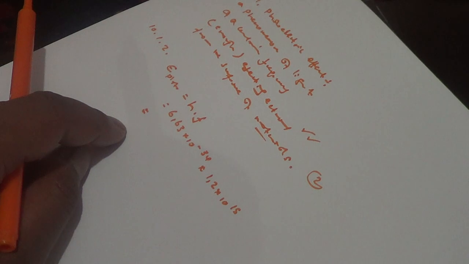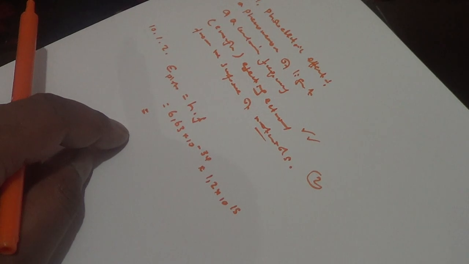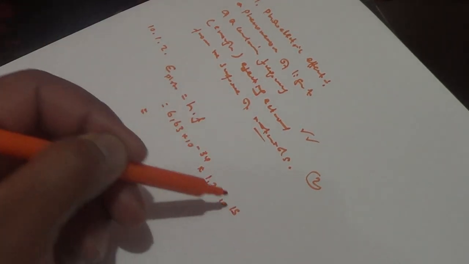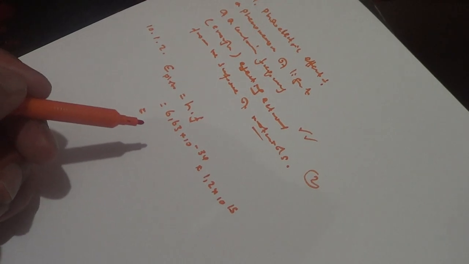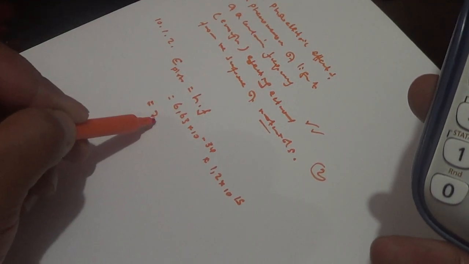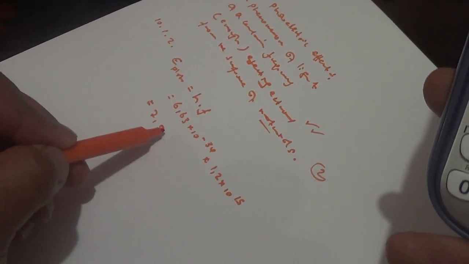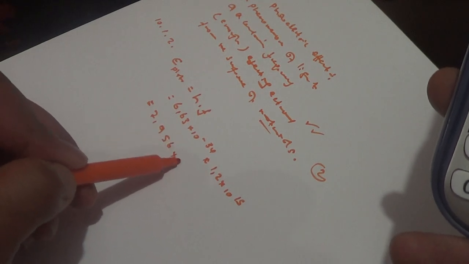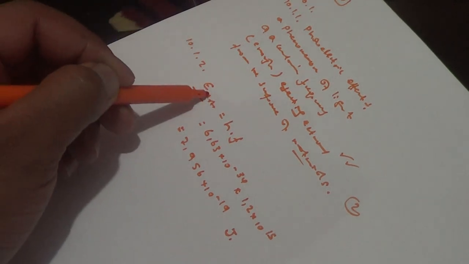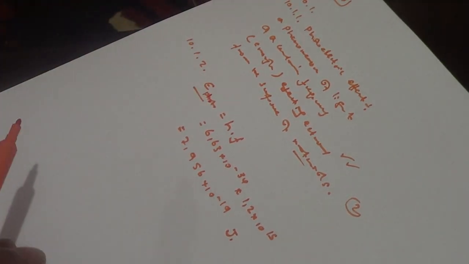So 6,63 times 10 to the minus 34 multiplied by 1,2 times 10 to the 15. I get 7,956 times 10 to the minus 19 joules. That is the energy of just one photon.